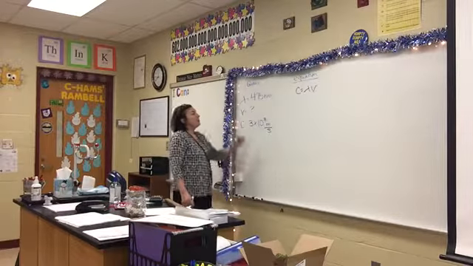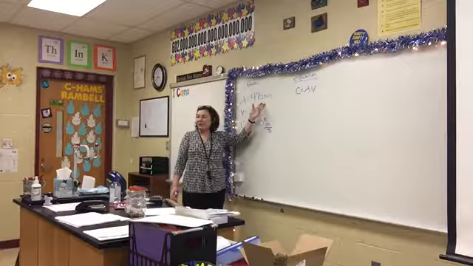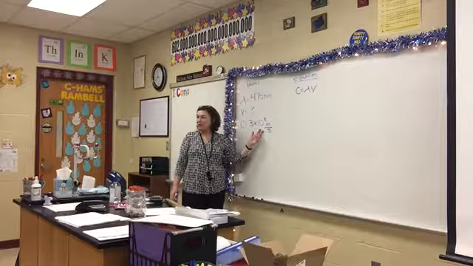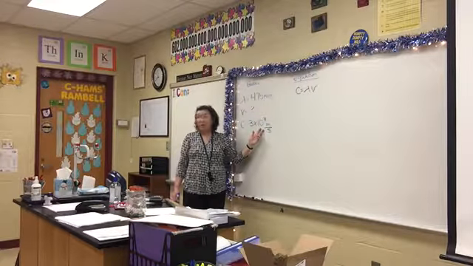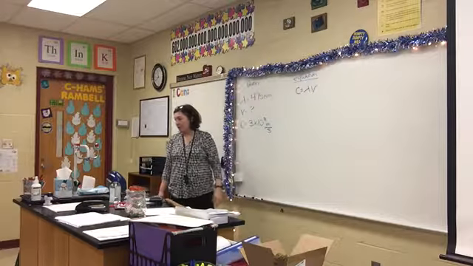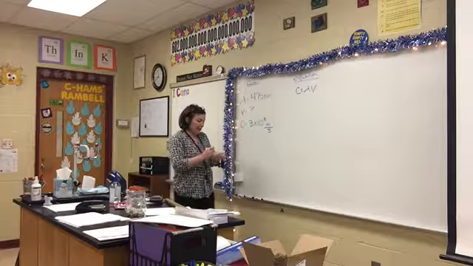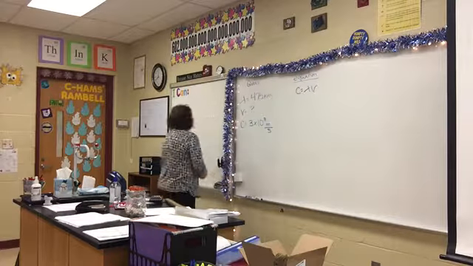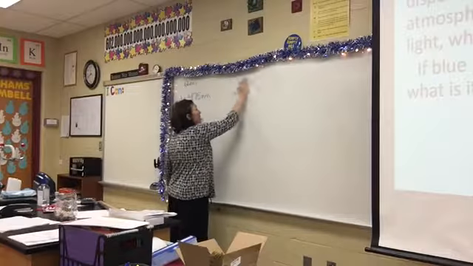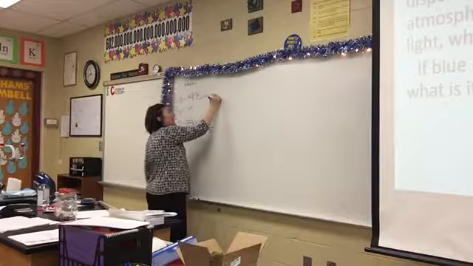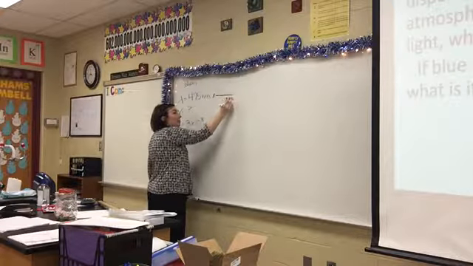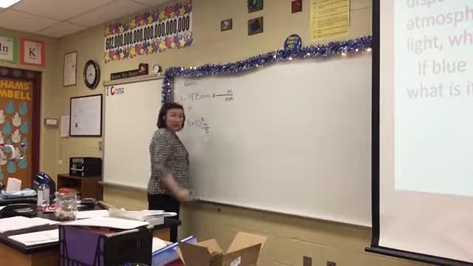But look at this. My wavelength is in nanometers, and my speed of light's in meters. Can I use both at the same time? No, I can't. I need to get my nanometers to meters first. So guess what comes in? It is your metric conversions. So I need to multiply this to go from nanometers to meters. So nanometers goes at the bottom, meters goes at the top.